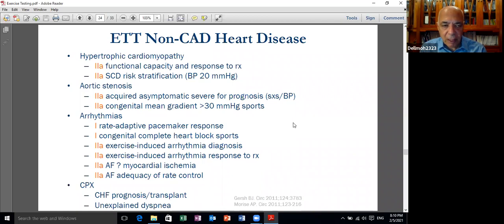And of course, in a rate adaptive pacemaker, you want to know whether the response is acceptable to the patient or not. In patients with congenital complete heart block planning to participate in sports, in exercise-induced arrhythmia for the sake of the diagnosis, and also for the response to treatment. In patients with atrial fibrillation, when you are looking for ischemia, this raises your suspicion, and also if you are looking for the adequacy of rate control.